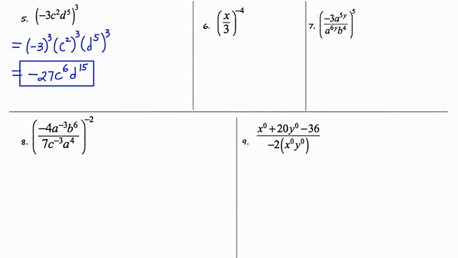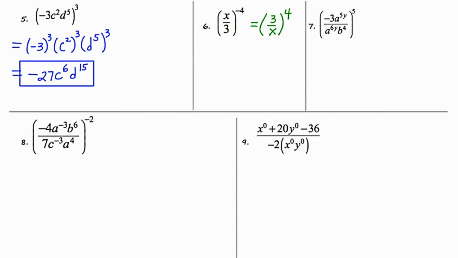Now, in number 6, we have a fraction to a negative exponent. And on the very first slide, when we reviewed all of the rules, there was a specific one for this case. If you have a fraction to a negative exponent, you're going to flip the fraction, or reciprocate the fraction, and make the exponent positive. So this is going to become 3 over x to the 4th power.